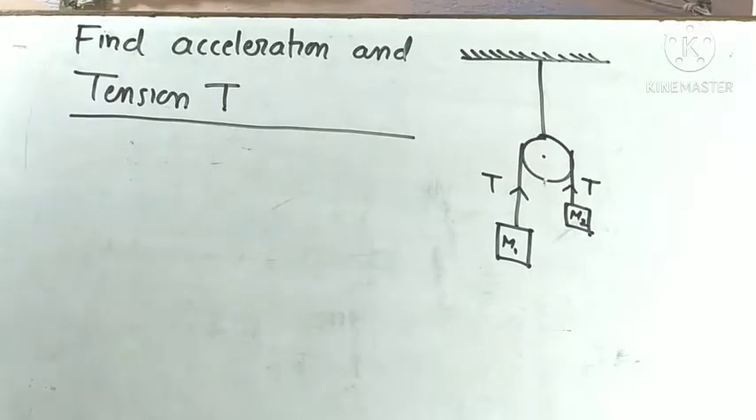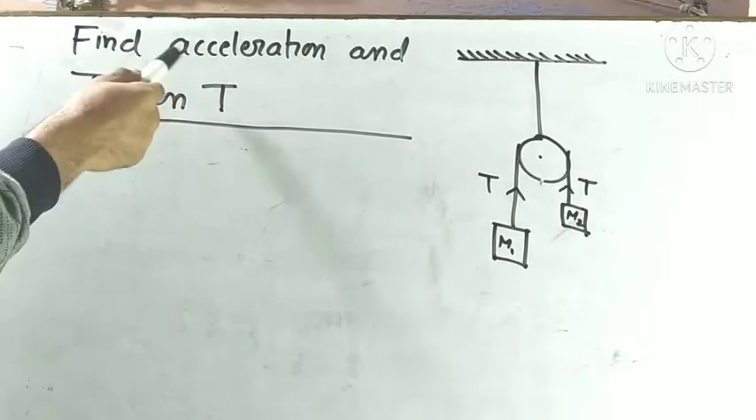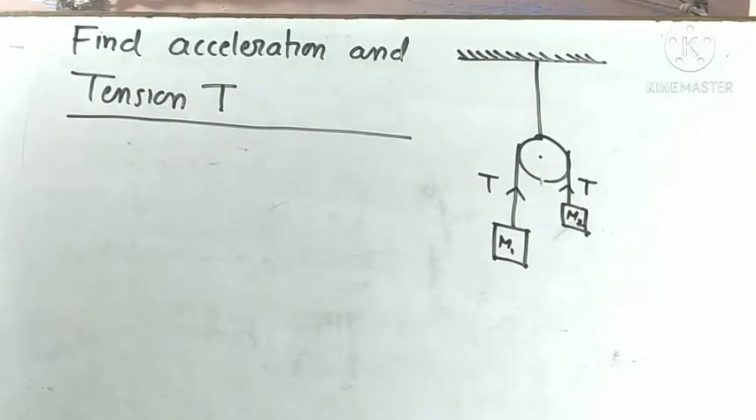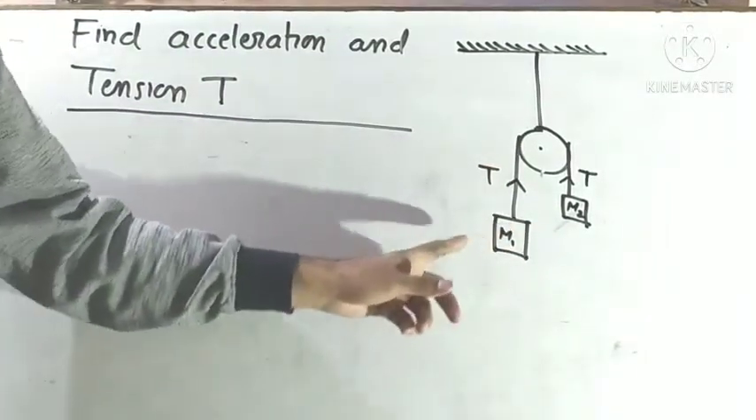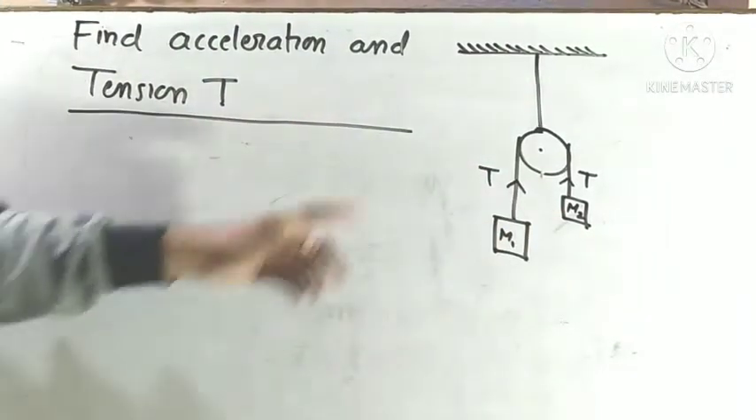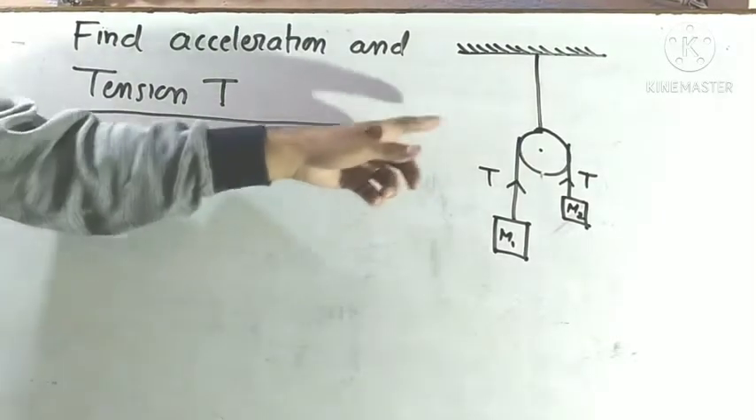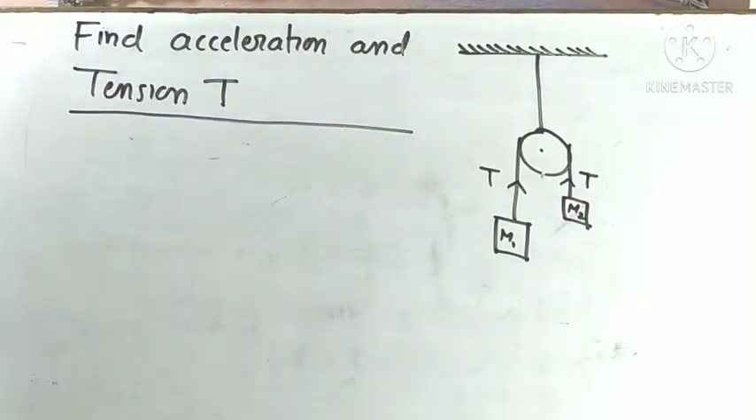So here in this problem, a pulley type of problem, we have to find the acceleration and the tension T. Suppose in this figure there are two bodies having masses m1 and m2, and these two bodies are connected with the ends of a string which passes over a pulley.